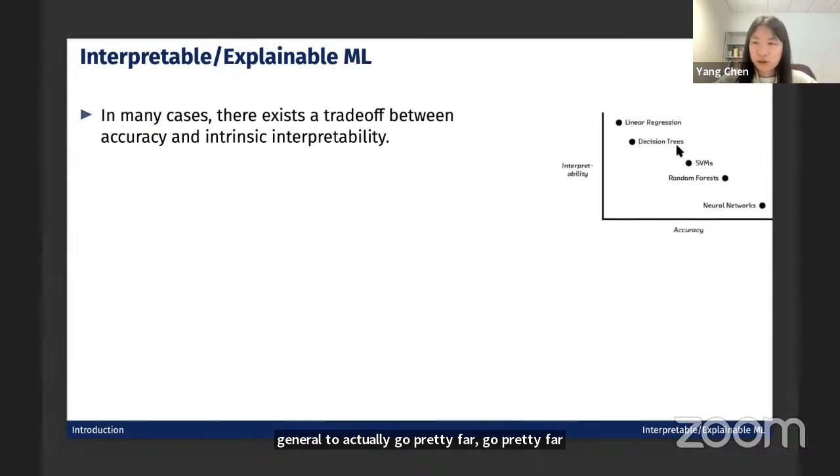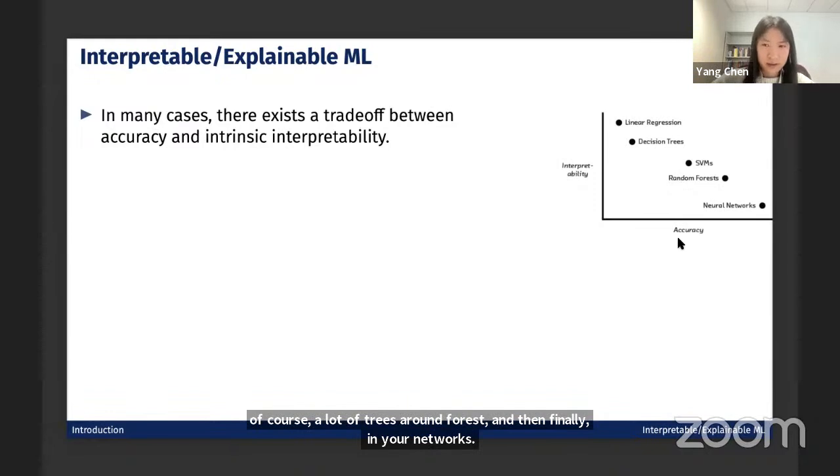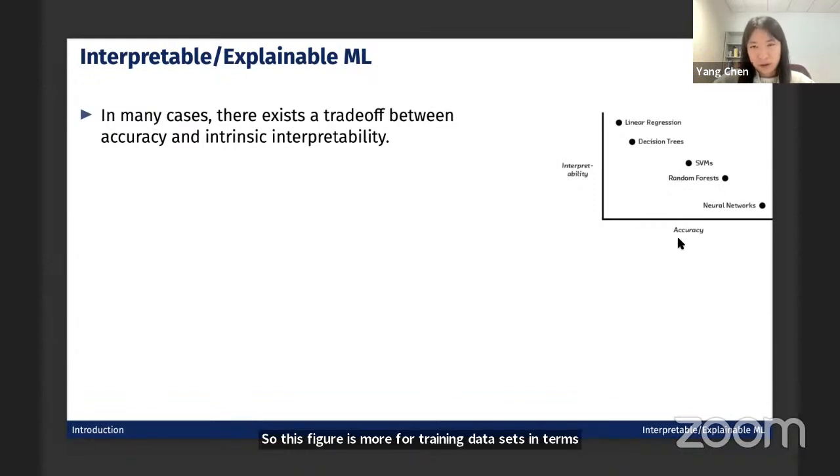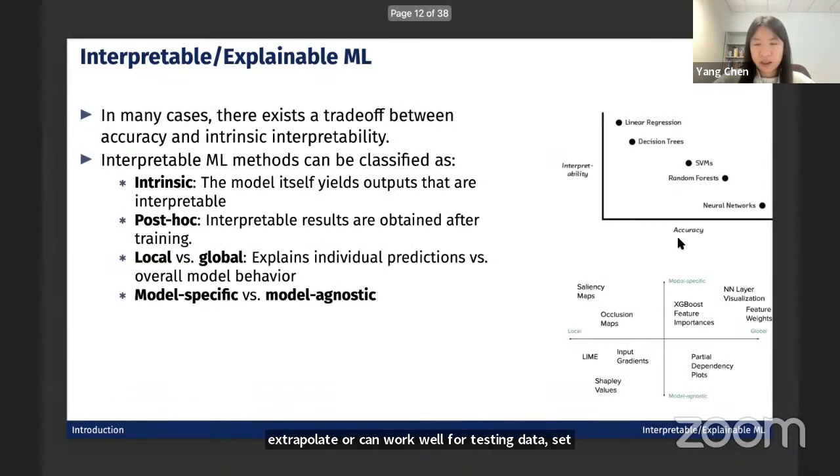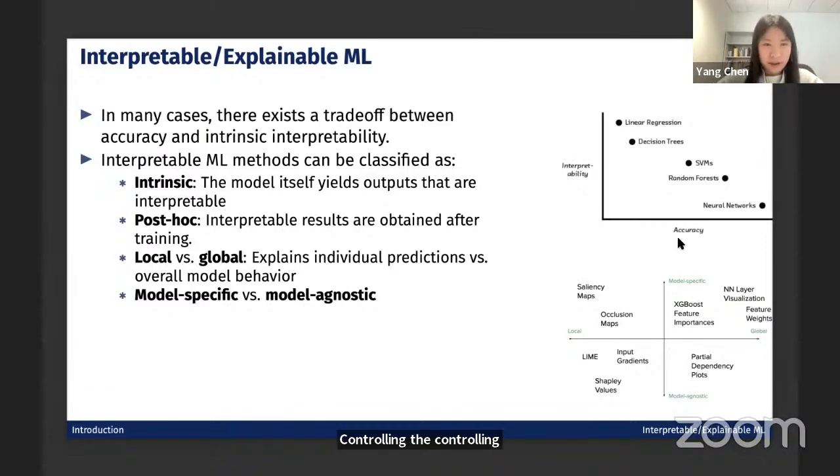And then there are decision trees, which is the type of model that we're actually working on for Sym-H prediction. And of course, a lot of trees, random forests, and then finally neural networks. This figure is more for training data sets in terms of interpretability and accuracy. Whether they can extrapolate or work well for the testing data set is another problem about fine-tuning, controlling the complexity of the model, and things like that.